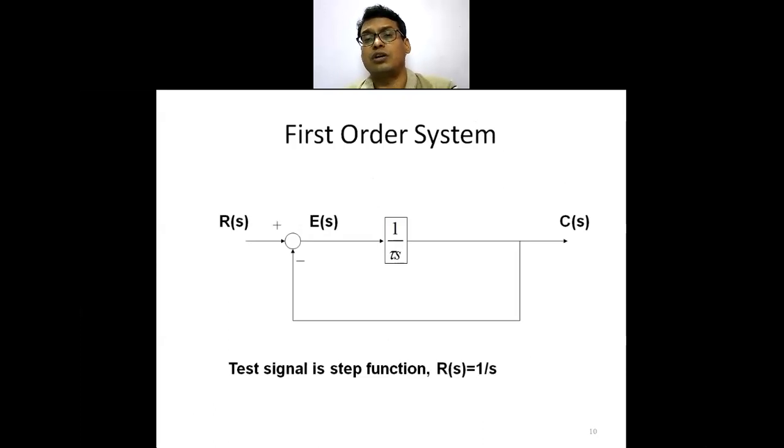Now this is what a first order system is. A block diagram for the first order system has been written. And the step forcing function, that is 1 upon tau s plus 1.